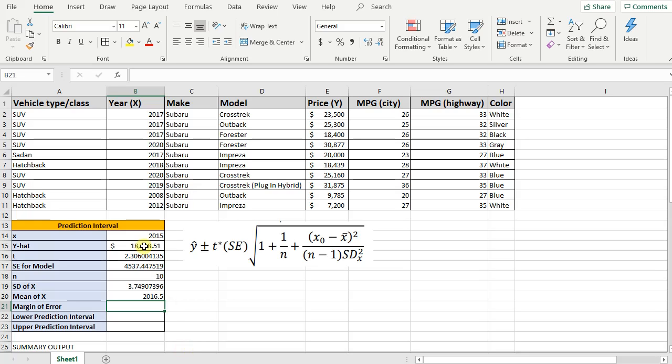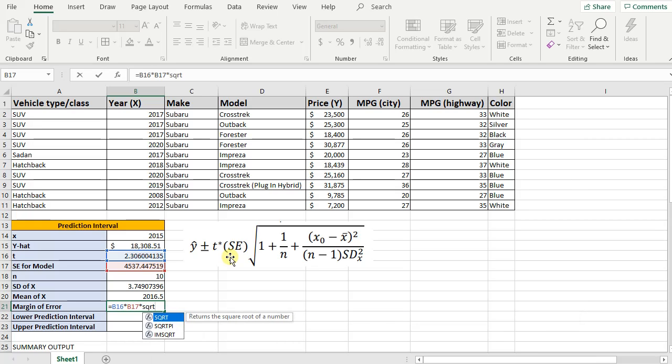All right, so that's everything I need to calculate this margin of error, right? So remember, margin of error is everything on the right-hand side of this plus minus sign. So let's figure out what that margin of error is. Equals, all right, let's start here, T, press that cell, times standard error, times SQRT, that's that square root symbol, 1 plus, so you see I have 1 plus 1 divided by n.